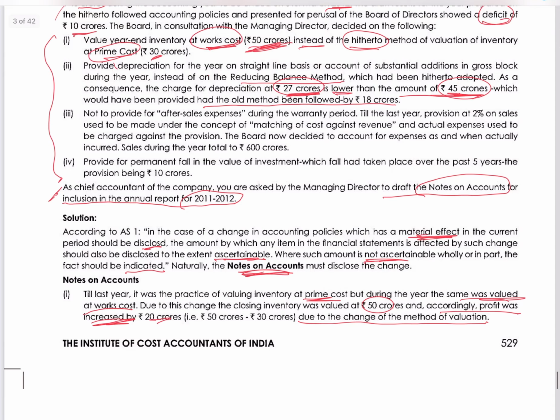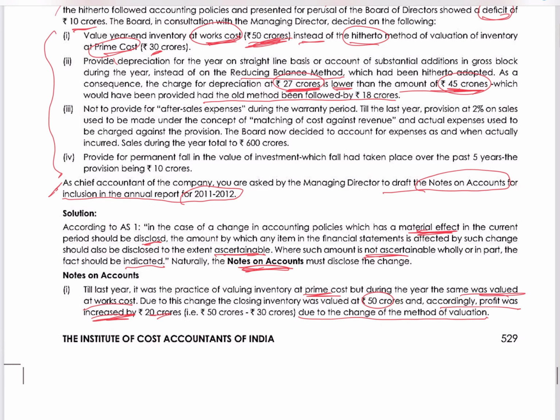Next. Not to provide for after sales expenses during the warranty period. Till last year, provision at 2% on sales used to be made under the concept of matching of cost against revenue, and actual expenses used to be charged against the provision. The board now decided to account for expenses as and when actually incurred. Sales during the year total 600 crores.